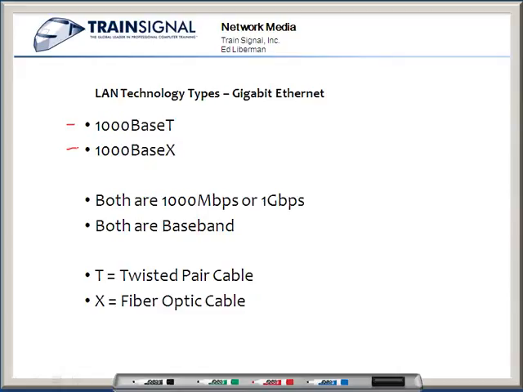Moving along, we have something called Gigabit Ethernet, in which we have 1000BASE-T and 1000BASE-X. Again, both are 1000 megabits or 1 gigabit, thus the name Gigabit Ethernet. Both are baseband, both are digital communication. And the difference here is that the T represents twisted pair cable and the X represents fiber optic cable.